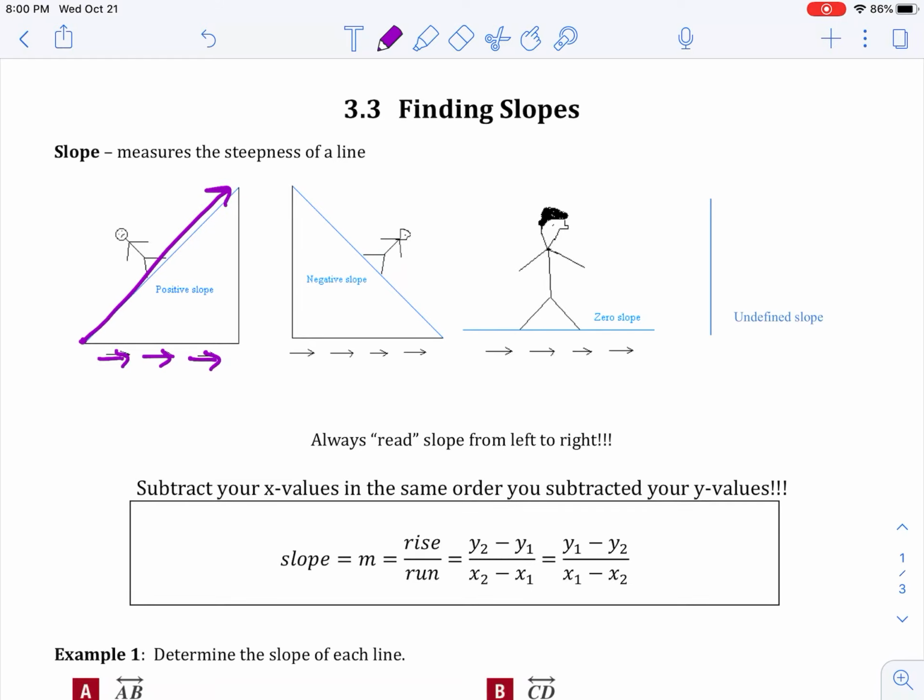Whereas in the next picture, as we move again from left to right, the person starts at the top of the hill at the left and moves down to the bottom of the hill once we get all the way to the right. So that's considered a negative slope.